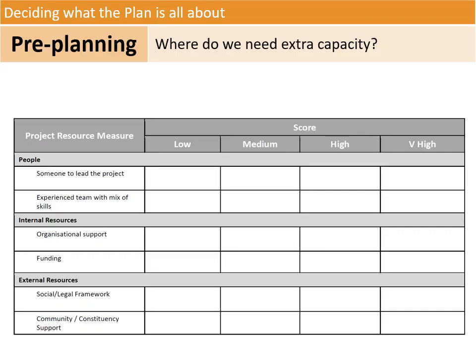Then I've mentioned a couple of times that we need to think about capacity. So we go through a short exercise to really think about what our capacity is. Do we have the resources and the skills that we need? There's a very simple capacity assessment tool in the conservation standards, or connected to it, which looks at these six areas. Do we have someone to lead? Do we have a good team?